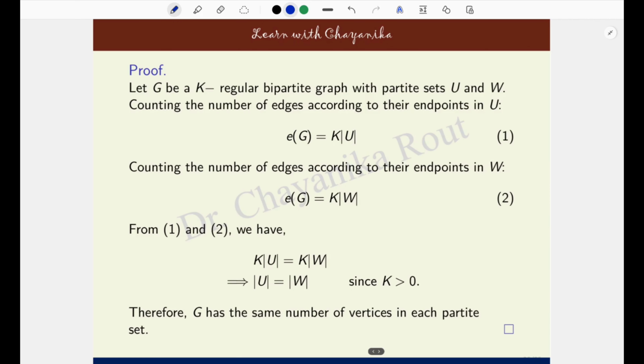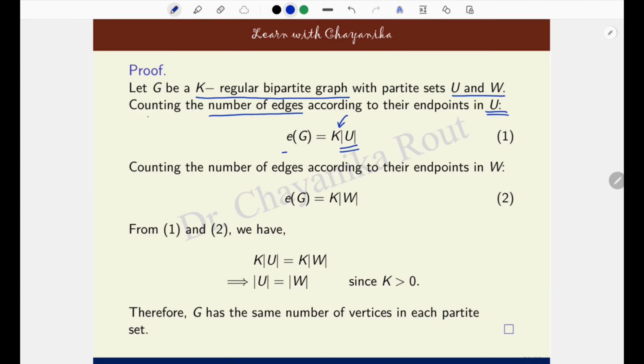So, let us go through the proof once again. G is a k regular bipartite graph, partite sets are U and W. So, we count the number of edges according to their endpoints in the partite set U first. In the partite set U, these are the number of vertices present. Each vertex is having degree k. So, the sum of all the degrees is k times the number of vertices, that is k times cardinality of U.